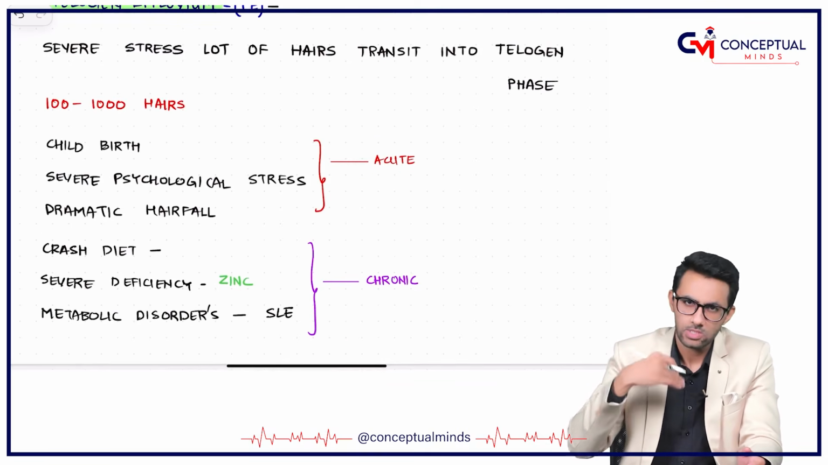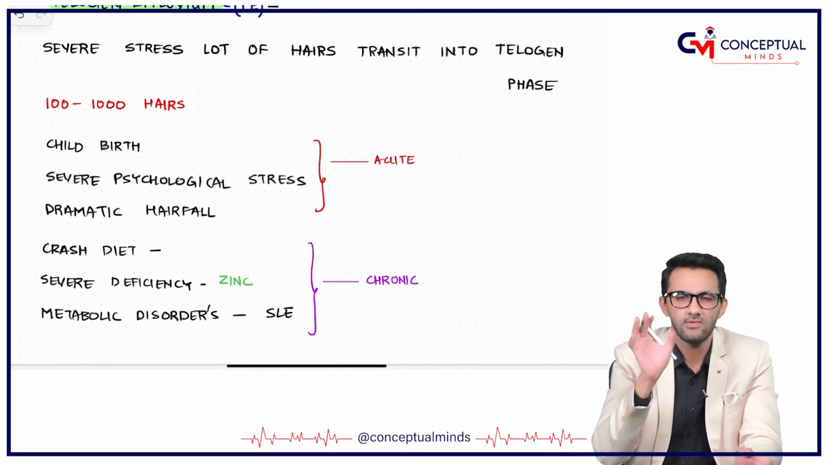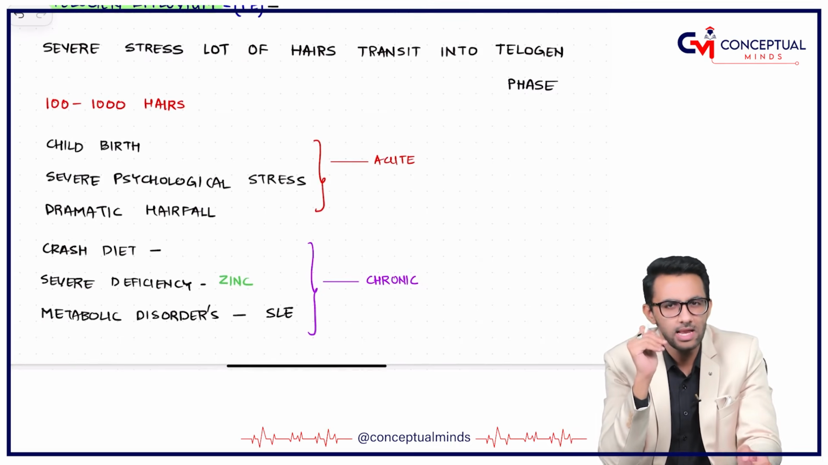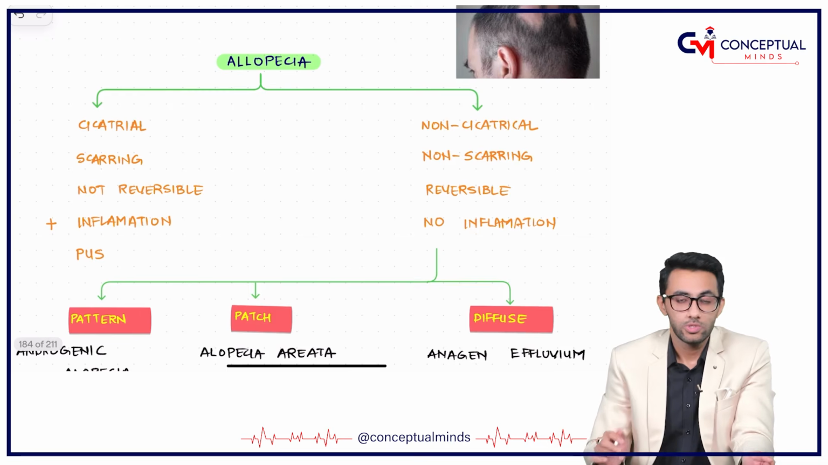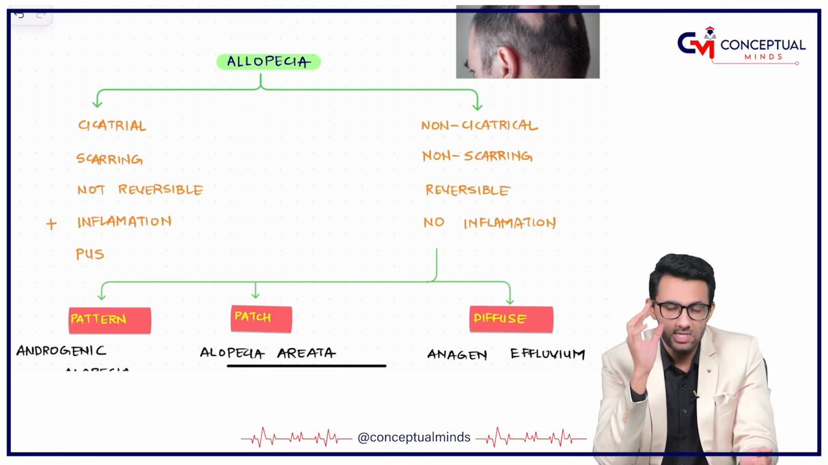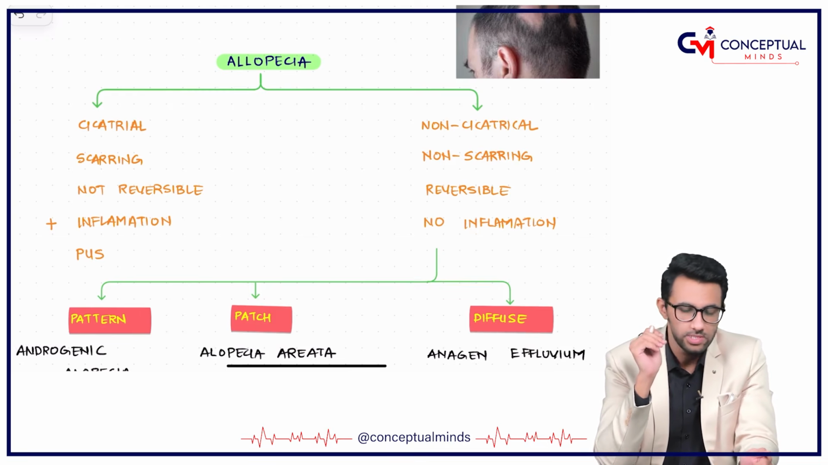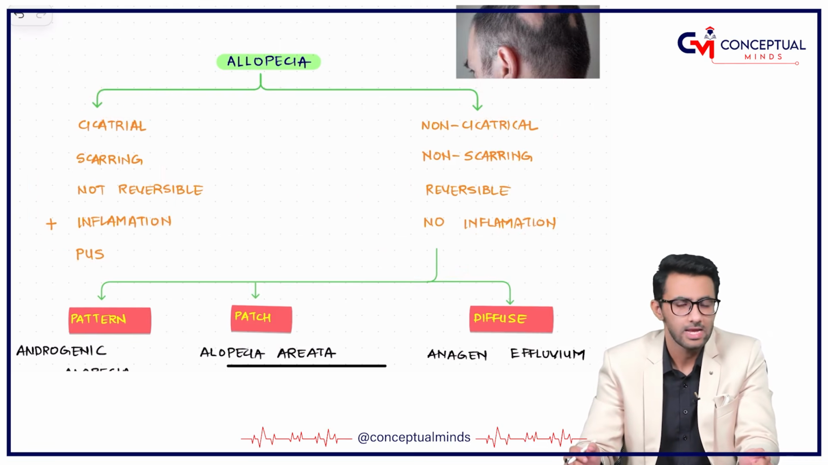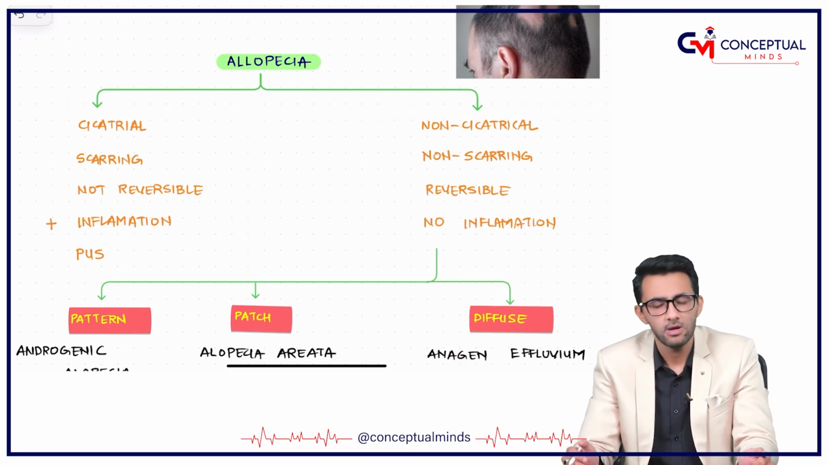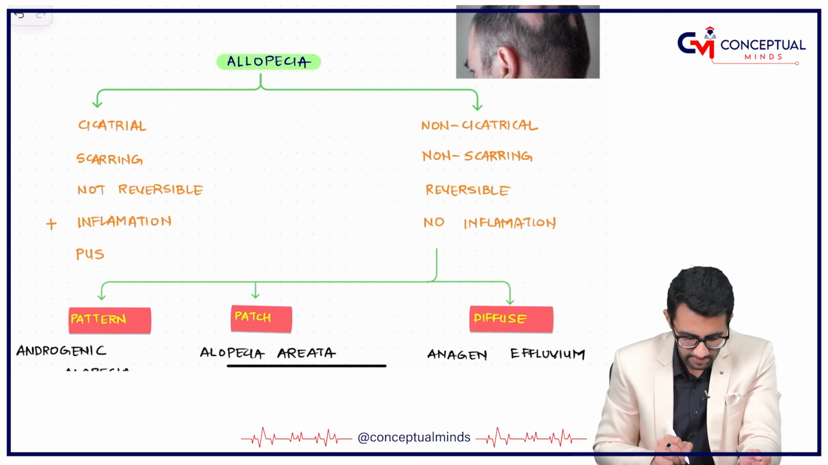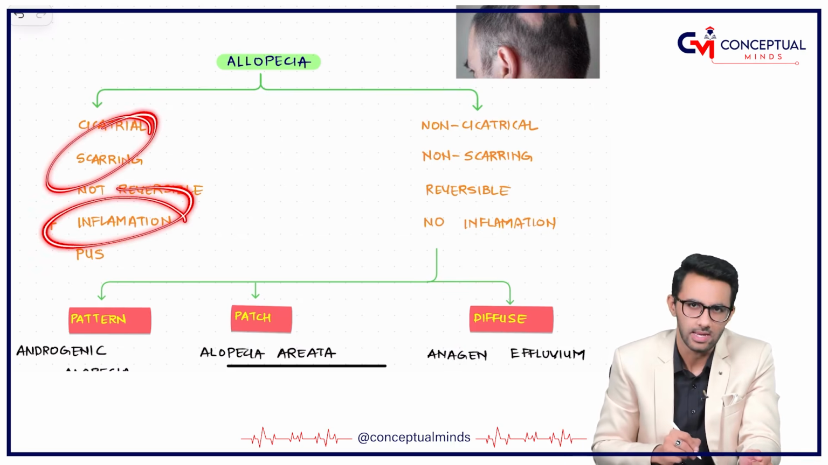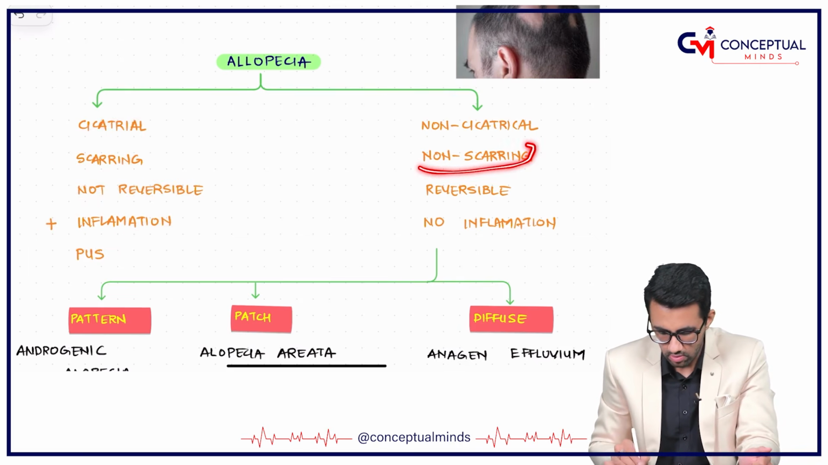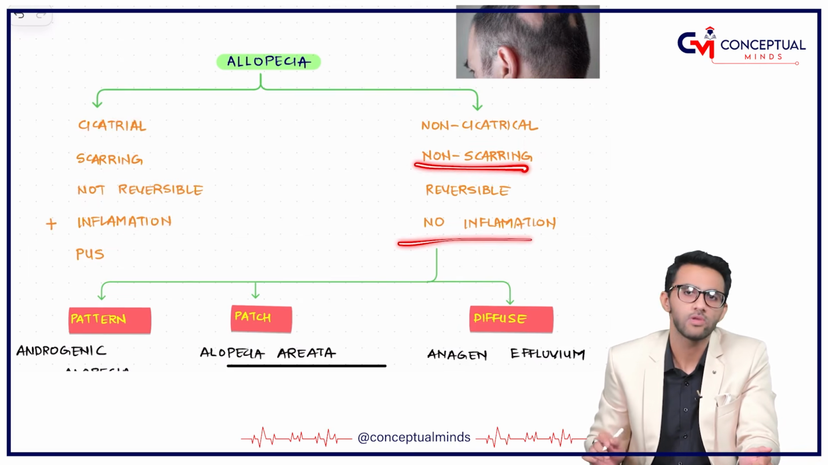Okay, let us go back to our classification and see where we are standing right now, and then I'll continue this lecture. This is the part where we just started the whole chapter, the alopecia. This is the cicatricial part, and this is the non-cicatricial part, that is the scarring and non-scarring one. Do you remember what it was? It was about inflammation. Inflammation is seen in scarring, and in non-scarring there is no inflammation.